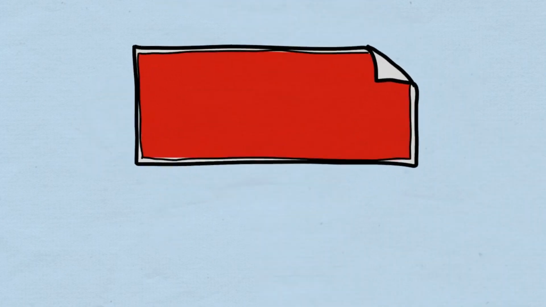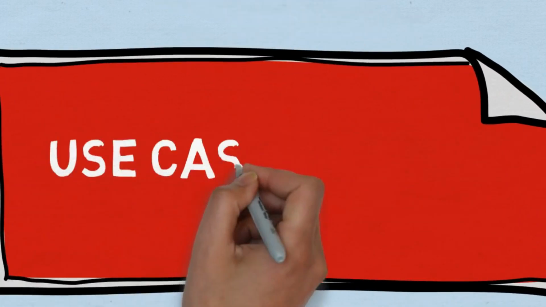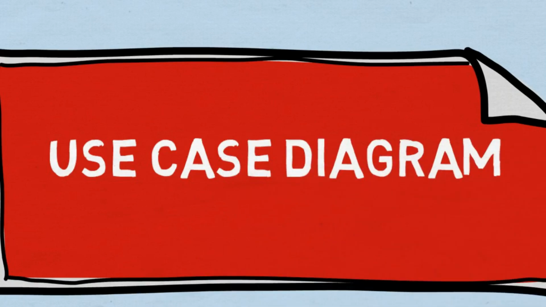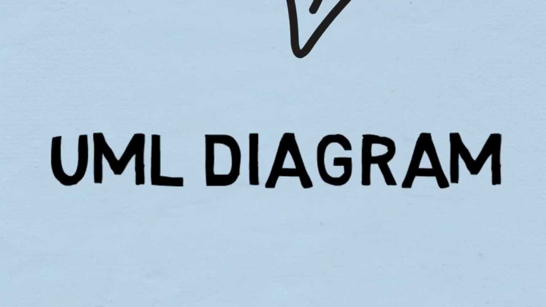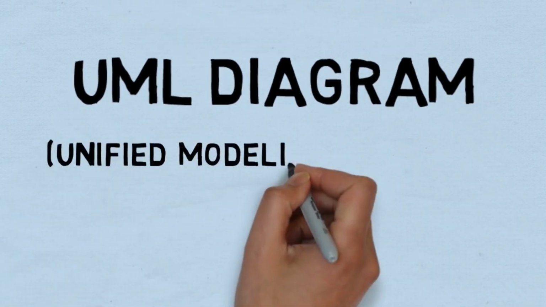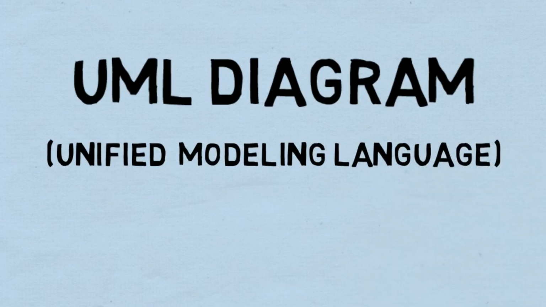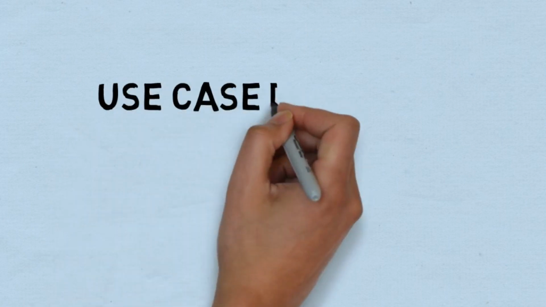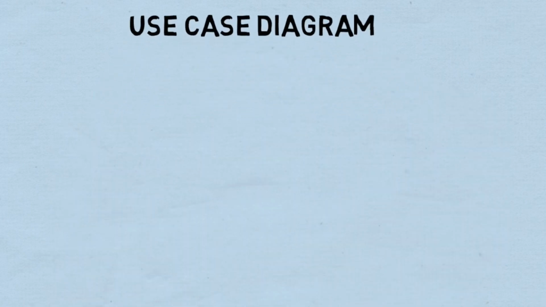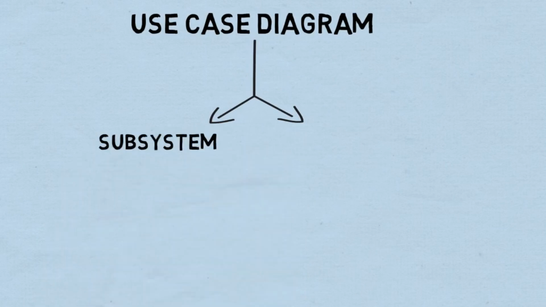Use case diagram. It is the simplest representation of user interaction with the system that shows the relationship between the user and the different use cases in which the user is involved. Next, UML diagram, or Unified Modeling Language. A use case diagram can summarize the details of your system users, also known as actors, and their interaction with the system. A use case can have multiple use case diagrams by subsystem or by actor.